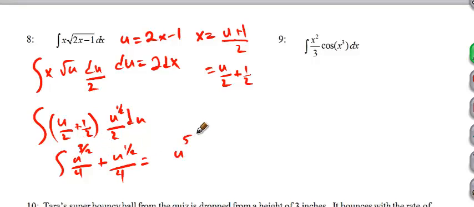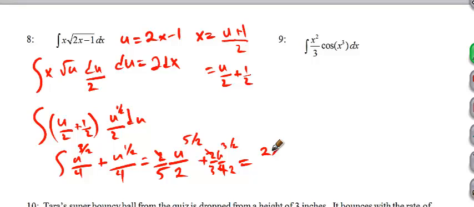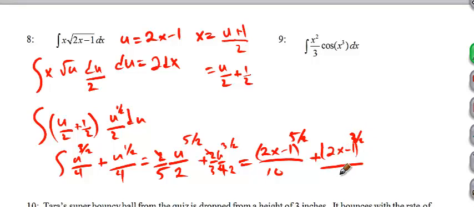So 3 halves becomes 5/2 over 4 multiplied by the reciprocal 2 over 5 plus u to the 3/2 and then 2/3 over 4, and in the end we have to plug in our original u's. So again, you could write these as square roots. I probably would go with the 2x minus 1 to the 5/2 divided by 10 plus 2x minus 1 to the 3/2 divided by 6. And we got it. Oh, don't forget your plus c.